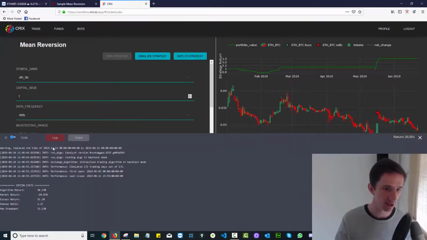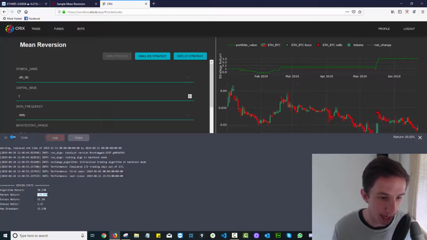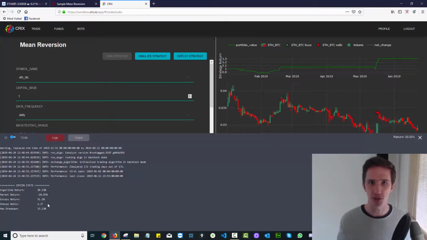And now it's complete, so it's giving me some results. It's saying that this algorithm returns 30%. The market made a loss of 20%. Now this is really interesting because what that means is if I had bought and held crypto and moved with the market, I would have lost 20% of my capital. Had I actually deployed this strategy over here, this mean reversion strategy, I would have made a gain of 30%, meaning that I beat the market by 51%. Now my Sharpe ratio is still pretty low, it's 1.27, so ideally I'd want it to be higher, and my maximum exposure at any point in time was 13%.